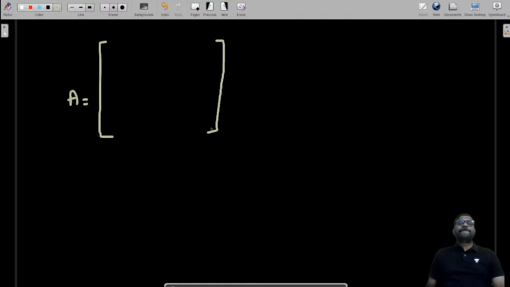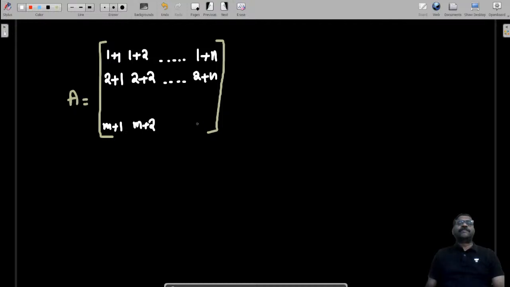Matrix A: the 1,1 element is 1 plus 1. The 1,2 element is 1 plus 2. The 1,n element is 1 plus n. The 2,1 element is 2 plus 1. The 2,2 element is 2 plus 2. The 2,n element is 2 plus n. The m,1 element is m plus 1. The m,2 element is m plus 2. The m,n element is m plus n.